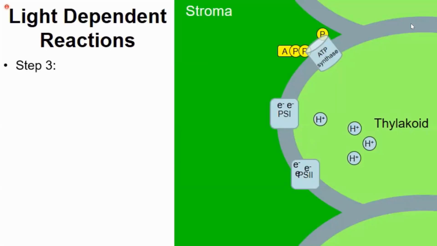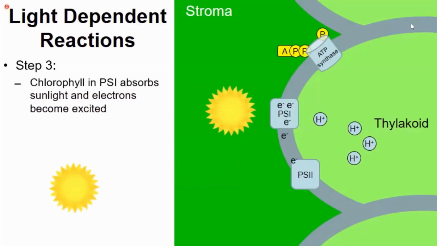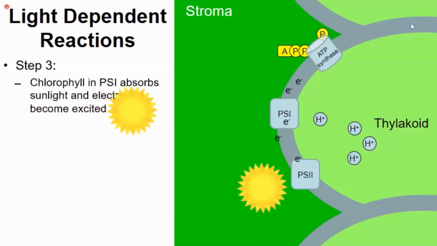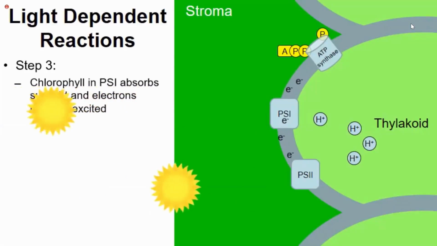As we move on into the next step, again, sunlight is striking photosystem number 2, and its electrons are moving through the thylakoid membrane. But sunlight is also striking photosystem number 1. Photosystem number 1 is filled with chlorophyll, and it has electrons that also become excited and move through the thylakoid membrane. So what we really have is kind of a longer electron transport chain.